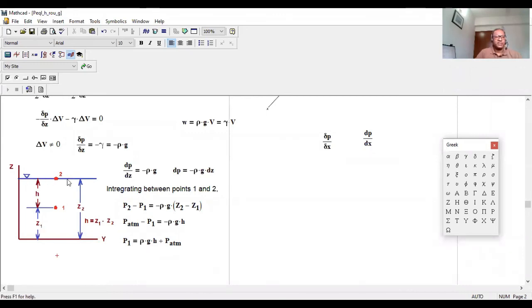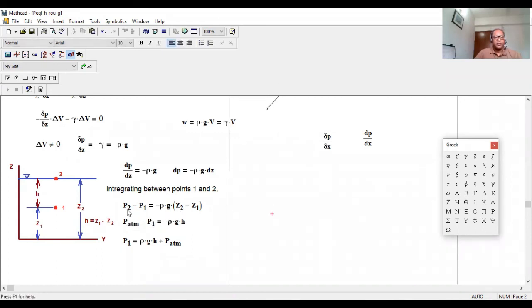If I think this is the top surface of the water or sea, then what will be the pressure at point 1? That means at a depth h. That we will figure out by integration. So if you integrate on both sides from point 1 to 2, then you get P2 minus P1 equal to rho g (Z2 minus Z1). Now Z2 minus Z1 equal to what? Equal to h. So on this side you get the h.